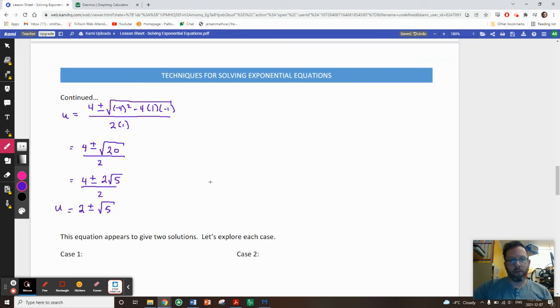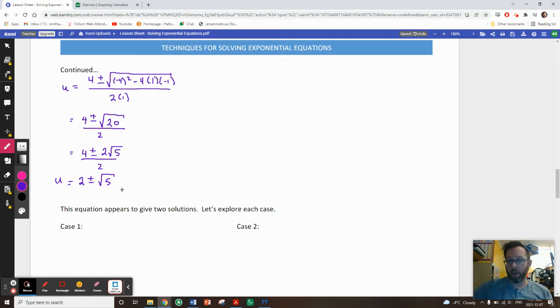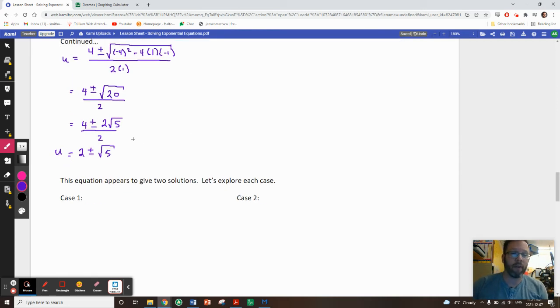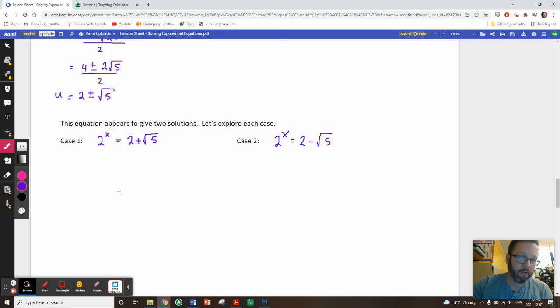And we've got it. So we see apparently we have two solutions. Let's do a bit of a deeper dive, and let's actually see what x is equal to. So remember, we used a change of variables. Our variable u was just 2 to the power of x. So what we've shown is that 2 to the power of x equals either 2 plus root 5, or 2 to the power of x equals 2 minus root 5.